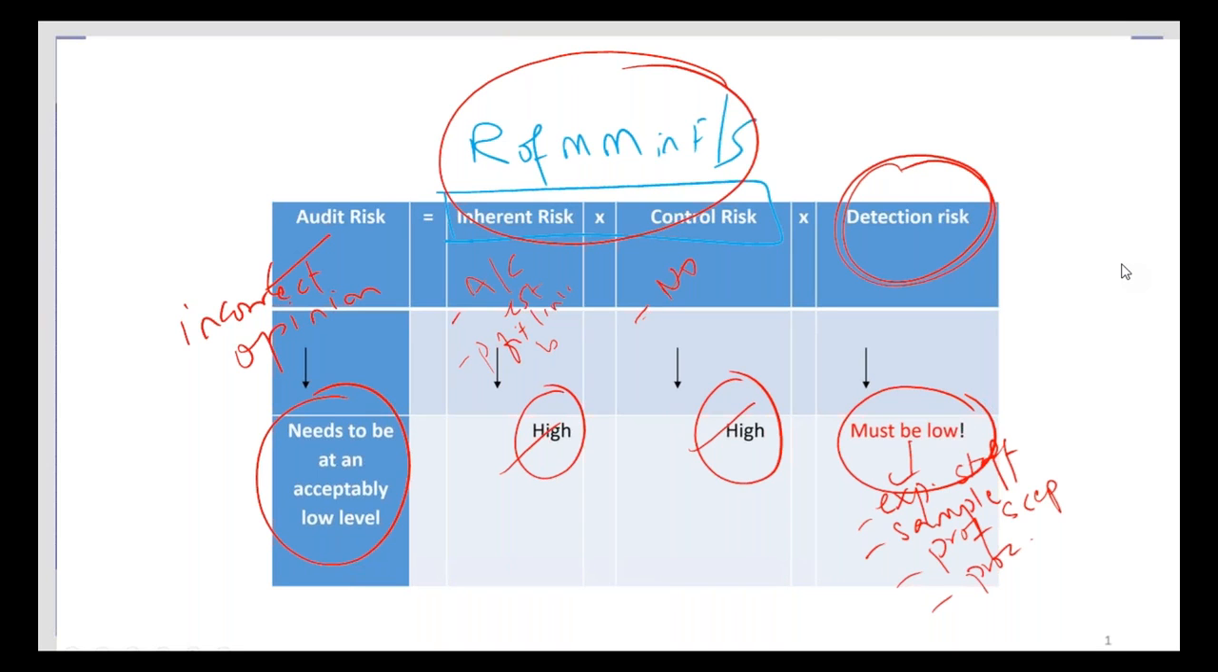So the way the financial statements were supposed to be made, you don't have a system in place. You're randomly picking up the amounts and putting them in the sales ledger. So control risk is you don't have systems in place. The client does not have systems in place which could prevent or detect fraud or error.